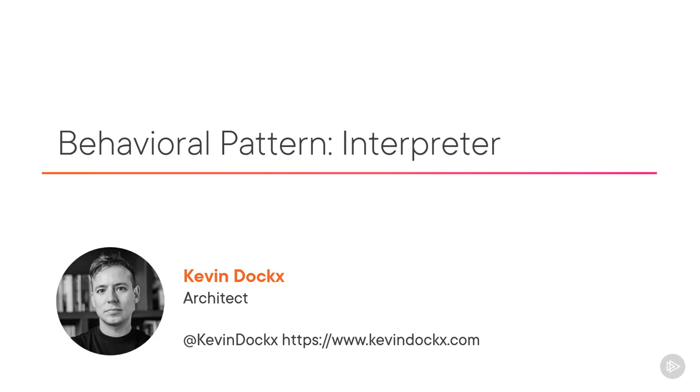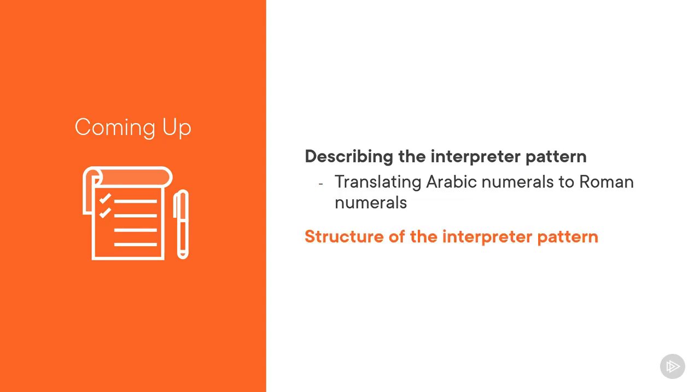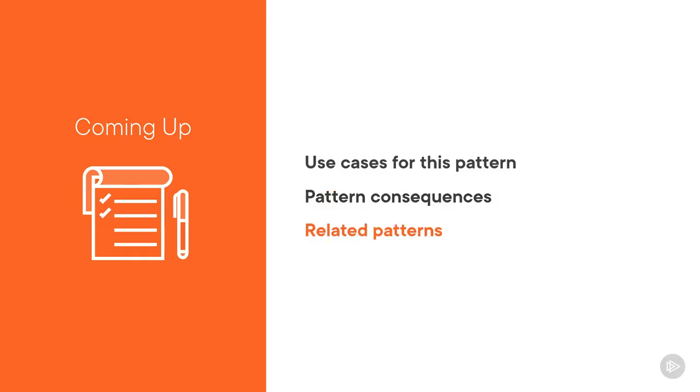I'm Kevin, and I'll guide you through this module. We will start by describing the pattern. As an example, we'll write a piece of code to translate Arabic numerals to Roman numerals. We will map that to a structural example and implement it in a demo. We'll continue with learning about use cases for this pattern and the pattern consequences. We will end the module by looking into related patterns. For the last time in this course, let's dive in.